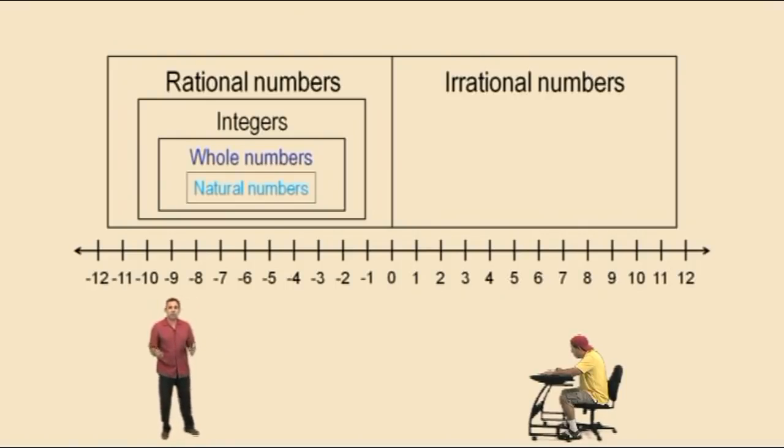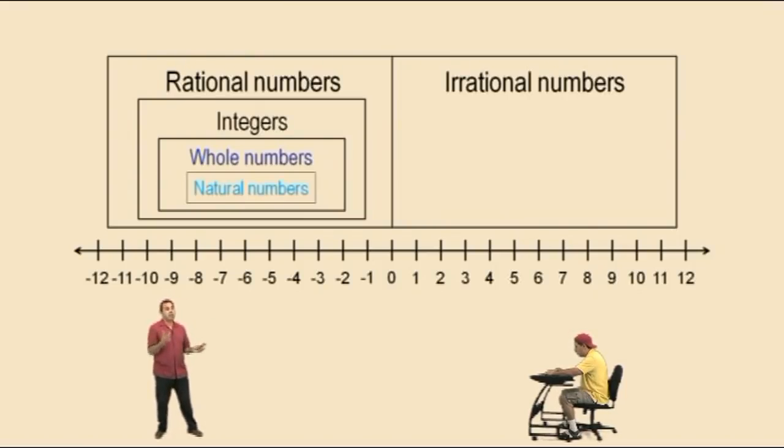So all fractions will have decimal representations that either terminate or go on forever and ever with a pattern to it. And that's what we call rational numbers. Now the irrational numbers have decimal representations that go on forever and there is no pattern.